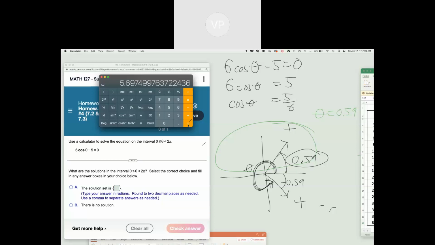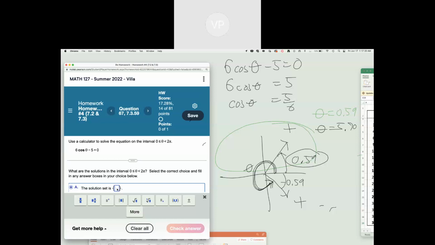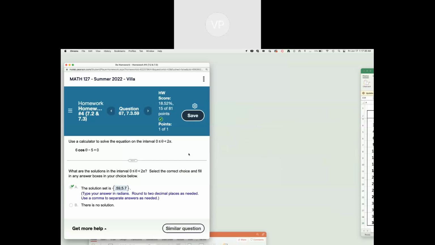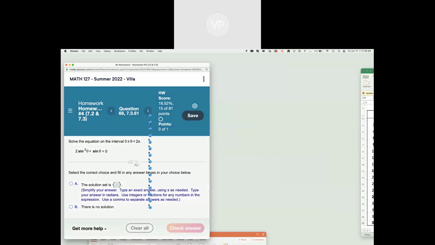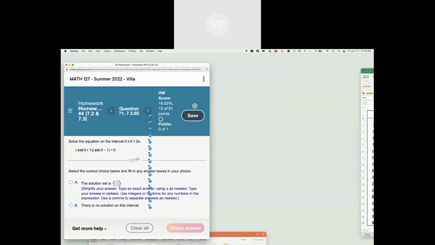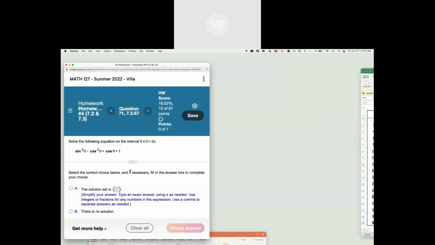So I'm going to add a pi, add another pi, and now we have this 5.69, round that up to 5.70. That's my second solution. Okay, so hopefully we'll have the 0.59 and the 5.7, and there's our solution. And that's it for number 67. So just like the last one, number 63, but with cosine, draw the picture. Remember, you're going to get two solutions, one in each of the quadrants that are either both positive or both negative. It's got to be the common ones.